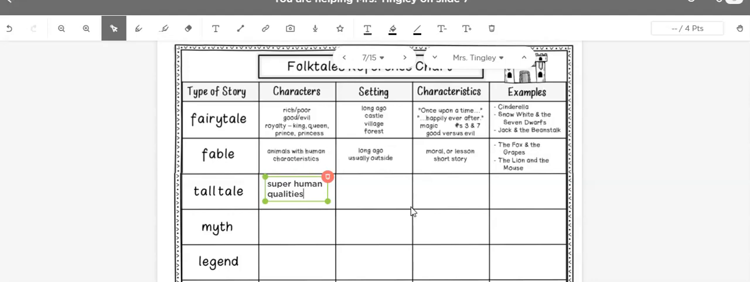The setting in a tall tale may or may not have a historical basis, meaning that it took place at a time in history.